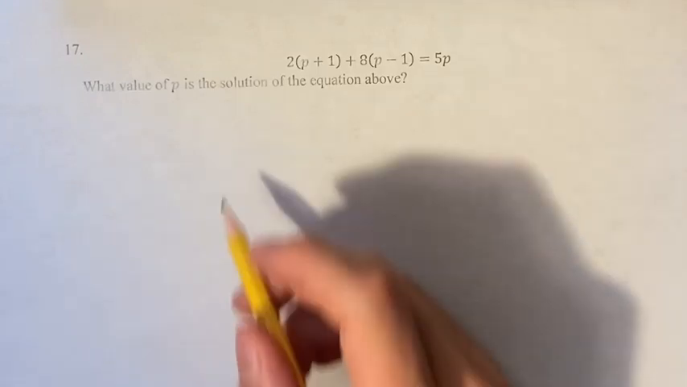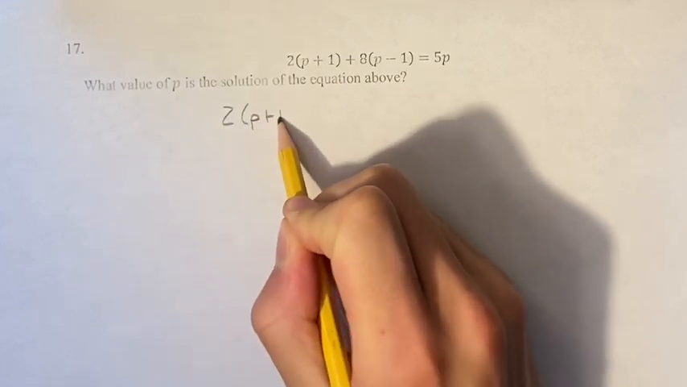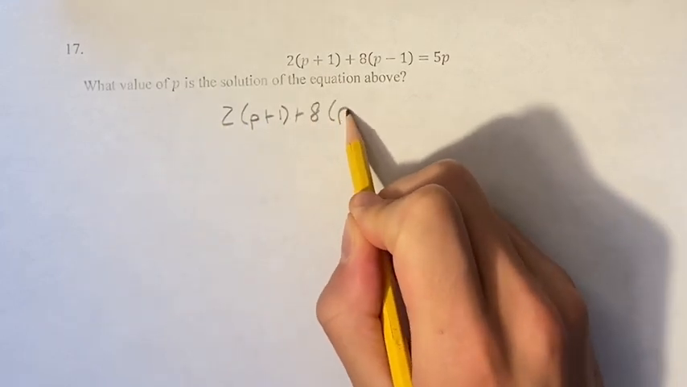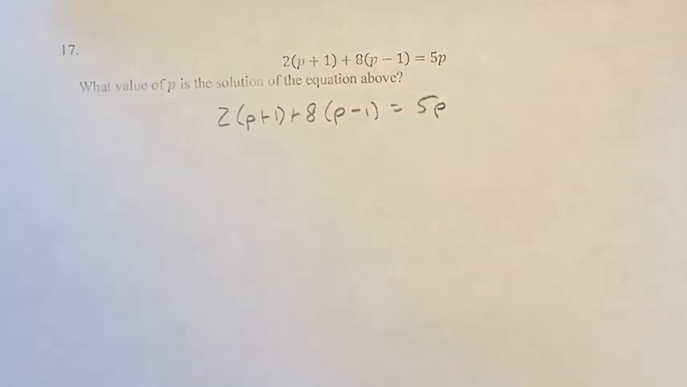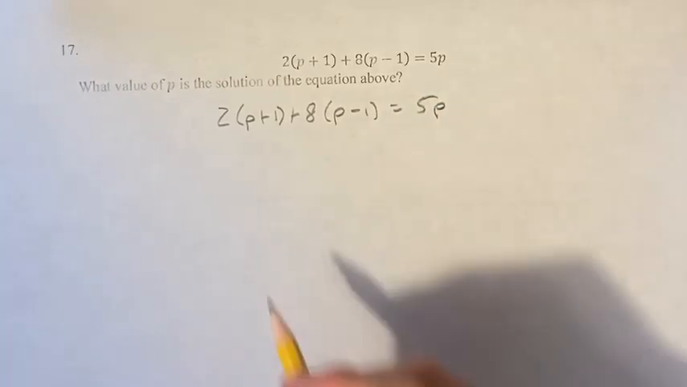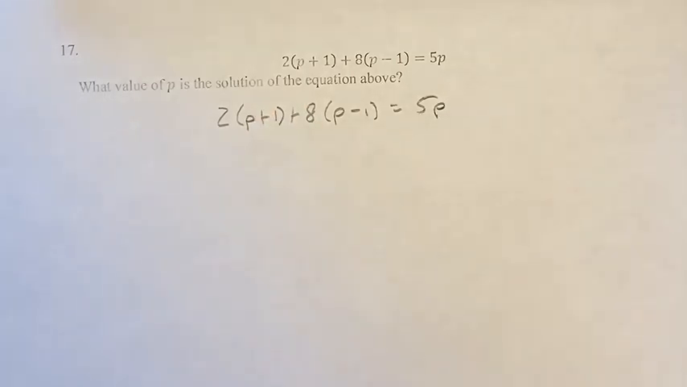In this problem, we have the equation 2 times (p + 1) plus 8 times (p - 1) is equal to 5p. And we're asked, what is the solution of p for this equation? So the first thing we have to do is get rid of the parentheses, right?